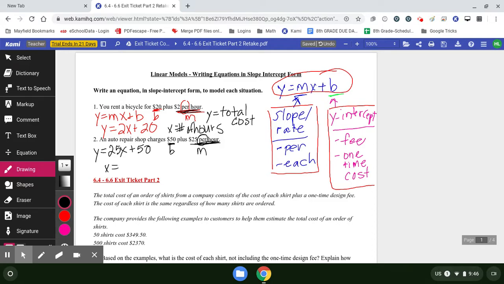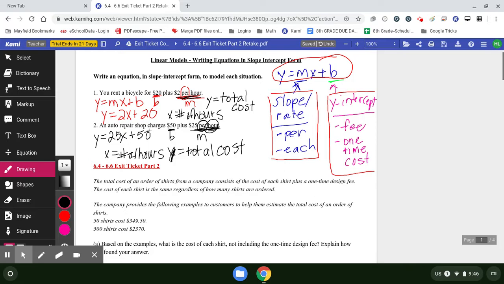Okay. And now we can look at what our variables are. Our x, notice it says per hour again. So x is number of hours. And then y, if we're paying for it, is going to be the total cost, or the total cost of repairs. So a lot of these follow similar patterns to this. And the more you do, the better you will get at it.